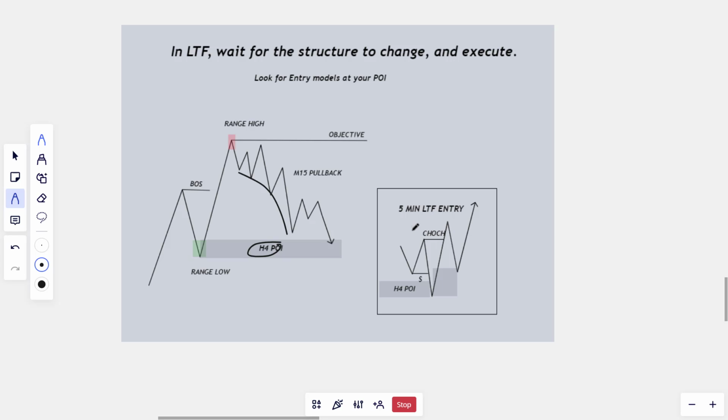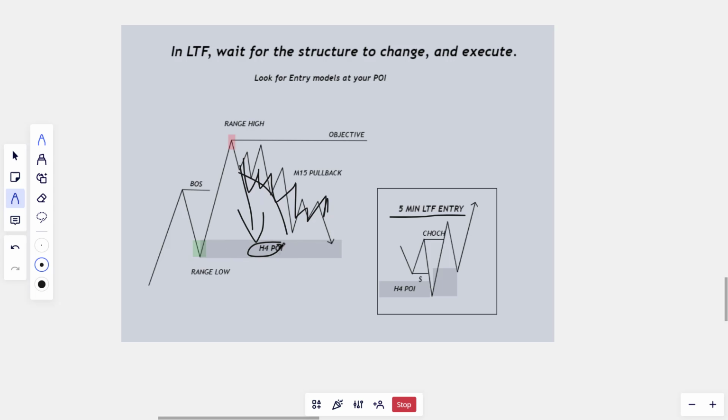So after this change of character, then we look for price to come back down, tap into an order block or some type of point of interest before we go long. This is where we enter our trade on the lower time frames. So first we have to identify what structure we're in, and then we have to identify our range, and from our range we identify our momentum. Is price coming back down like a hot knife, or is price crawling back down to our point of interest? And then we identify our higher time frame demand zone.